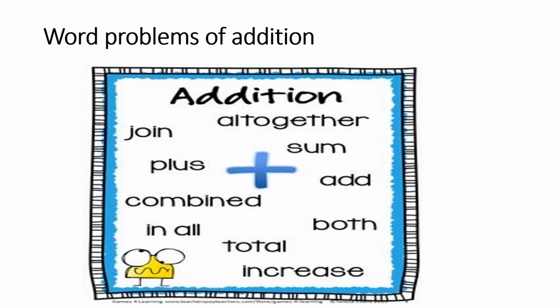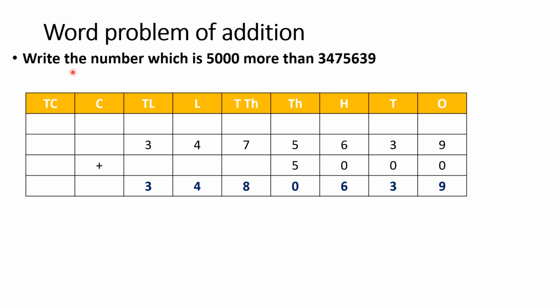Write the number which is 5,000 more than 34,75,639. Here, understand this term, 5,000 more than this number. So here 5,000 more means we have to add 5,000 to this number. It is a sum of addition. We can write in this way also, and we will write both the numbers in this place value chart. And always remember, while writing these numbers in the place value chart, always start from the ones place.